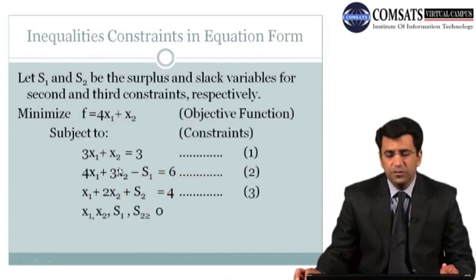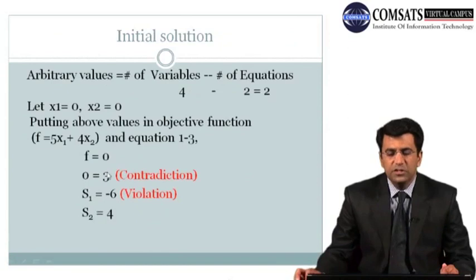Now class, if we put x1 is equal to 0 and x2 is equal to 0 in our first equation, the first equation will become 0 is equal to 3, which is a contradiction actually. 0 cannot be equal to 3, 0 is always equal to 0. So that is against the basic mathematical rule. So actually this is a contradiction here, and we will discuss how we will deal with this sort of contradiction.